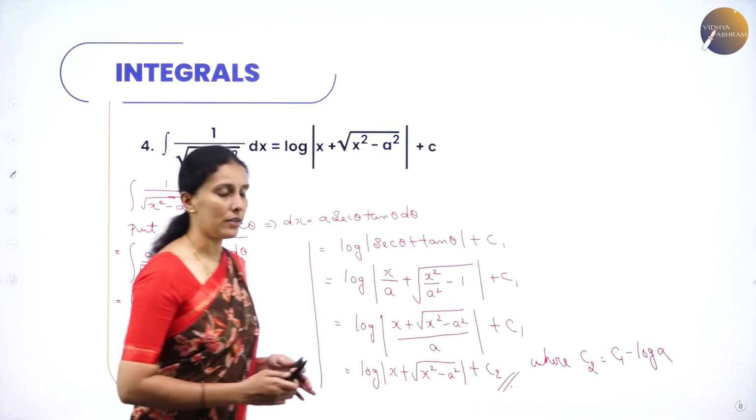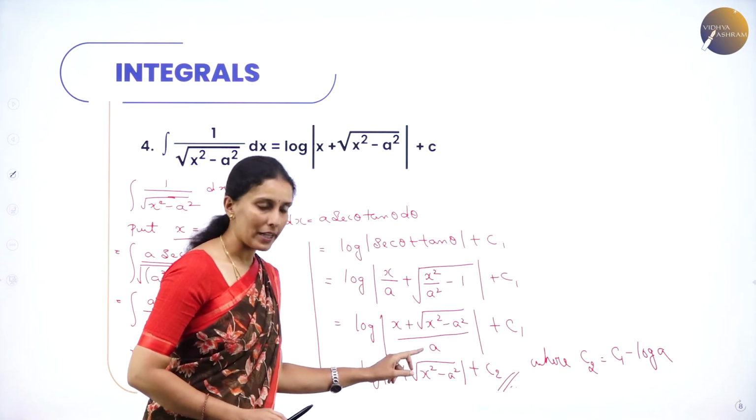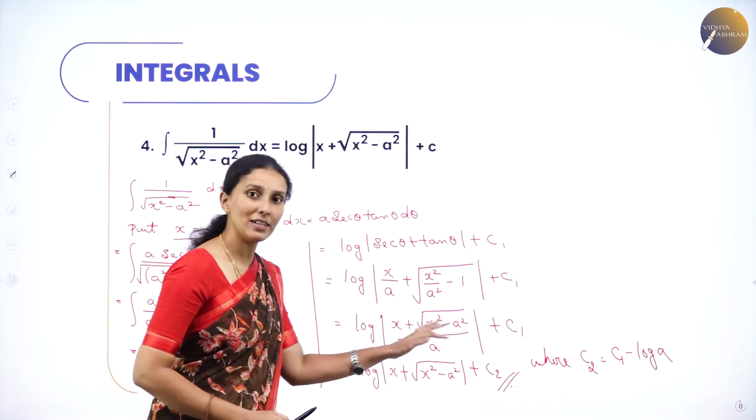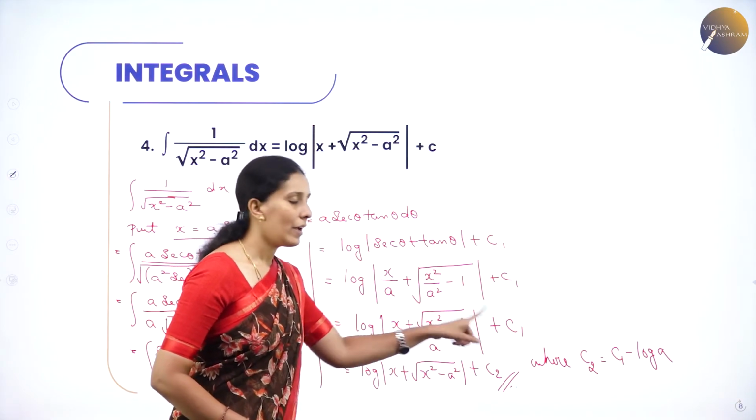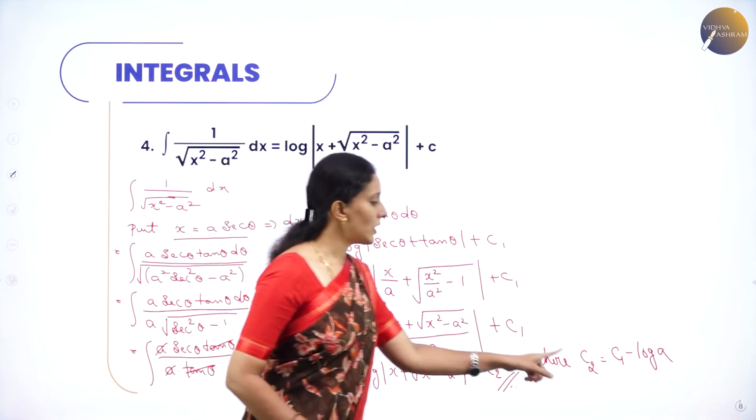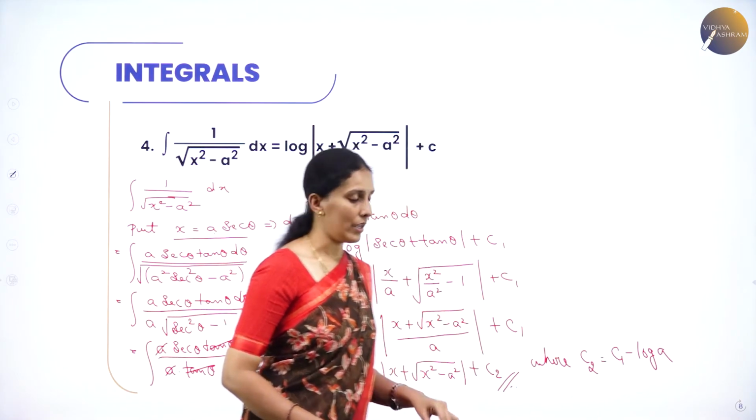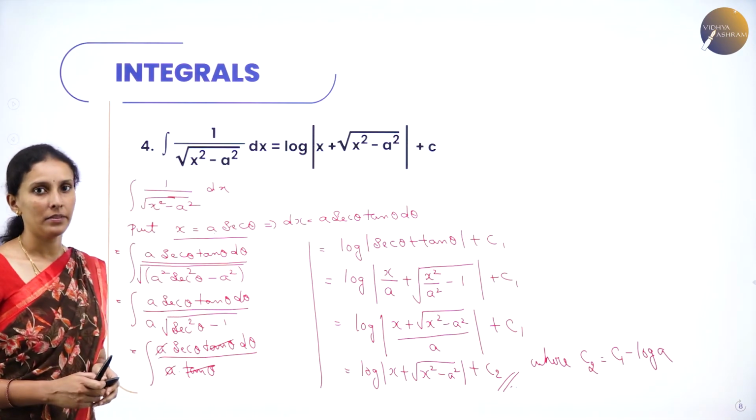So this is the result. See here, this is in the form of log x divided by y, so I can write it as log x minus log y. Since here log a is constant, c1 and log a I will take as c2. What is c2 now? It is c1 minus log a. Thus this is the proof for the standard integral.